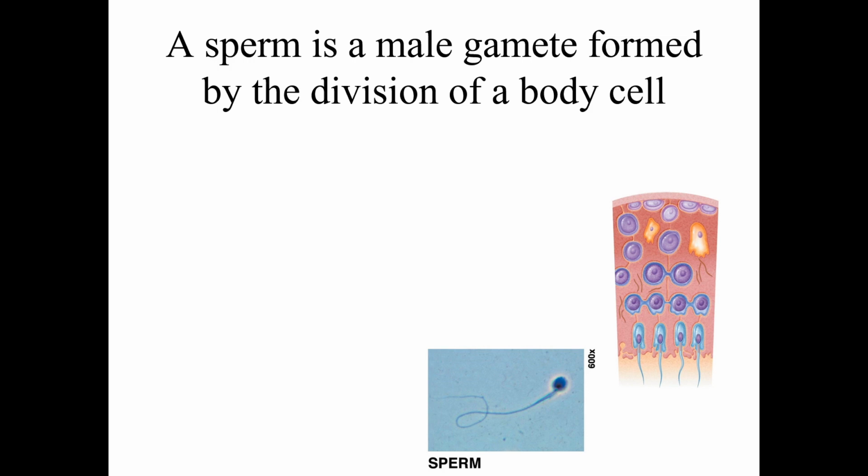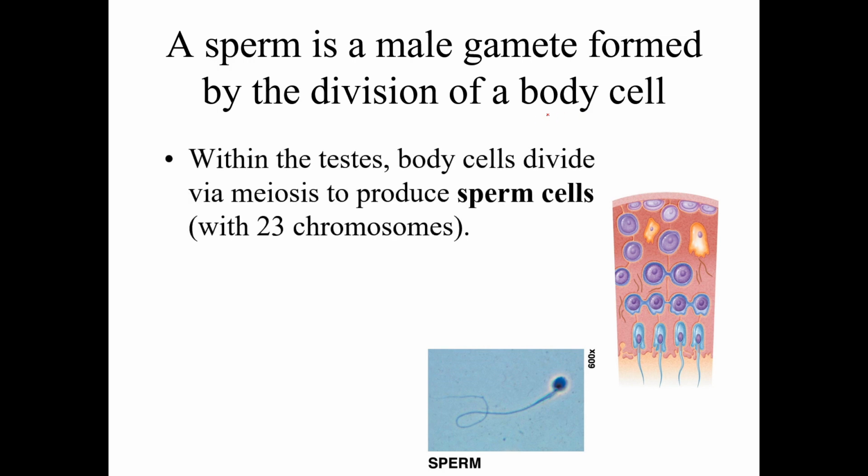So we said that the male gamete is a sperm cell, and it's made from a body cell dividing. So within the testes, body cells are going to divide via meiosis. Meiosis is where a cell divides into two cells. They are not identical. They have half of the genetic information of the original. And with half of the genetic information, that means that sperm cells have 23 chromosomes instead of the usual 46 chromosomes you'd find within body cells.